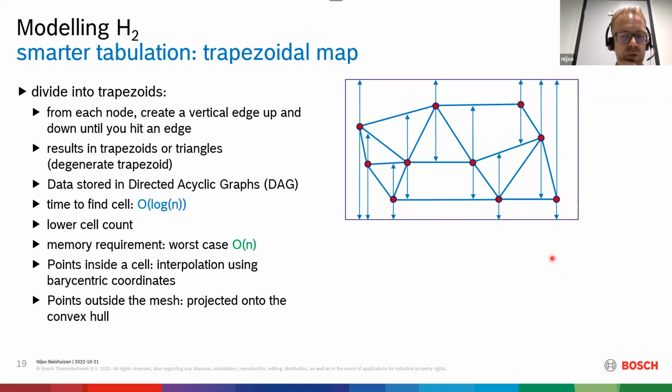A better method with a lower memory requirement is the trapezoidal map approach. In this approach, every node divides the cell above and below it with a vertical line, creating new intermediate nodes and vertical line segments. Such data can be stored in what are called directed acyclic graphs that allow easy traversal through the data. The big advantage of the trapezoidal map approach is that the memory requirement is now only of the order n, because every node only introduces 2 new nodes and 4 new edges.